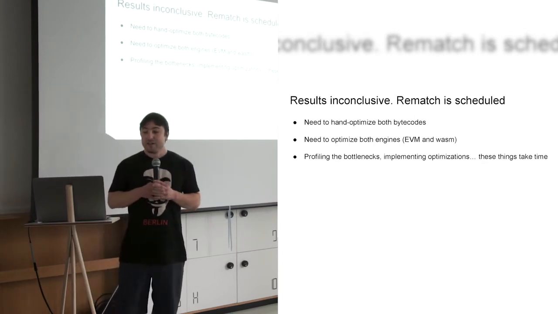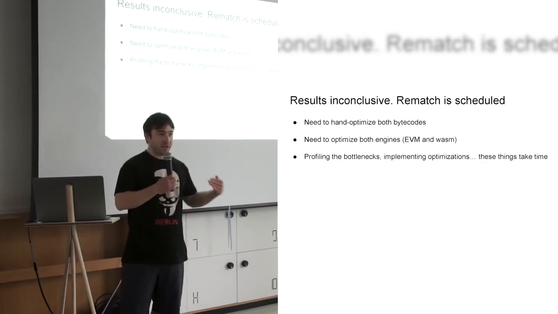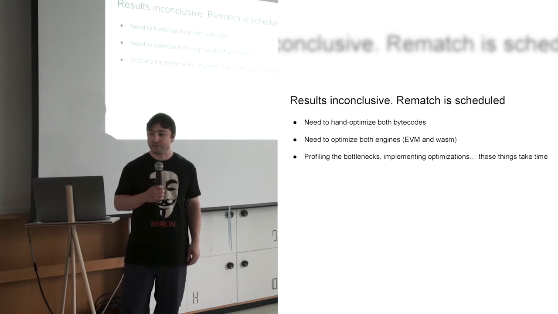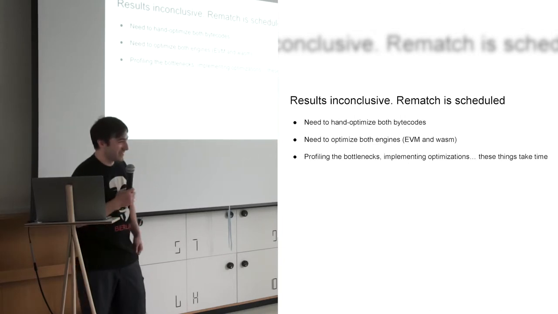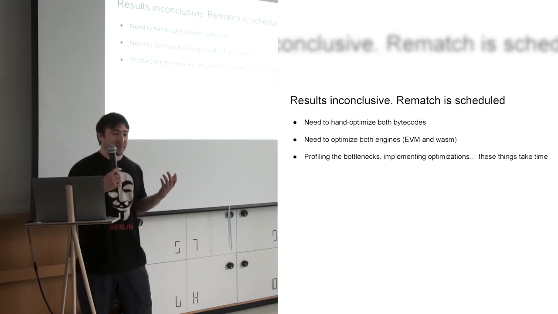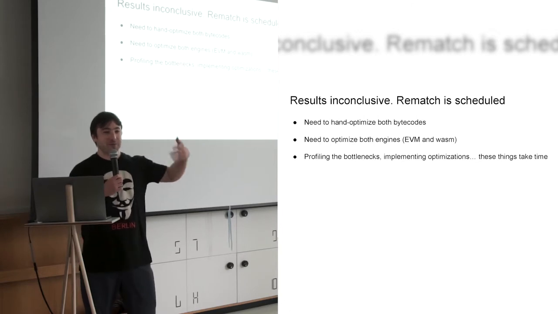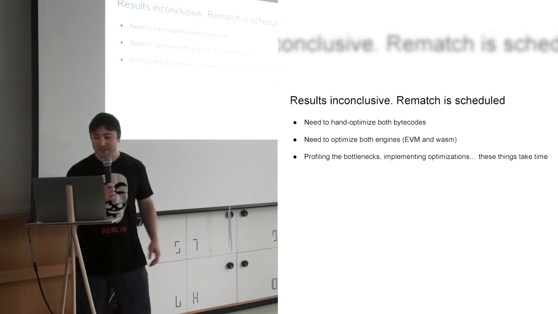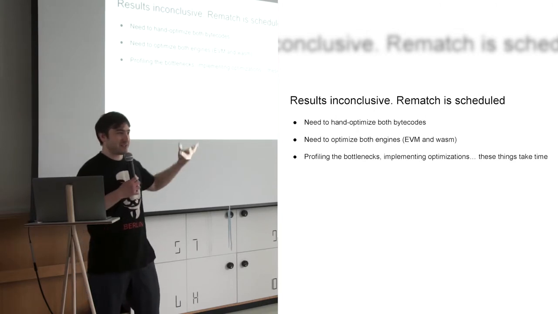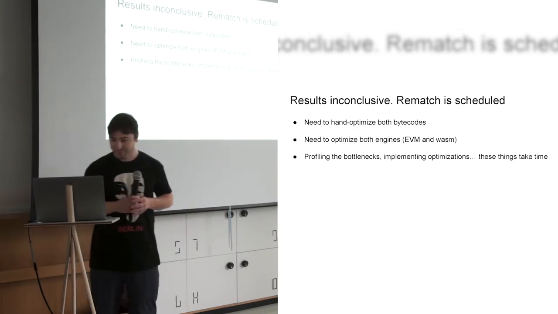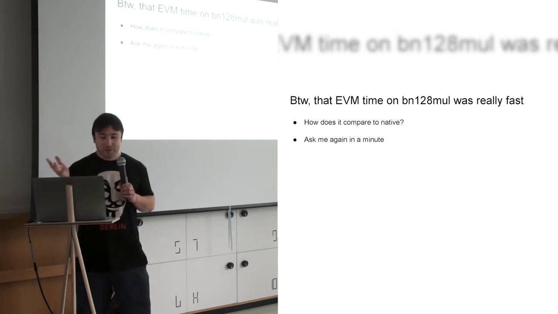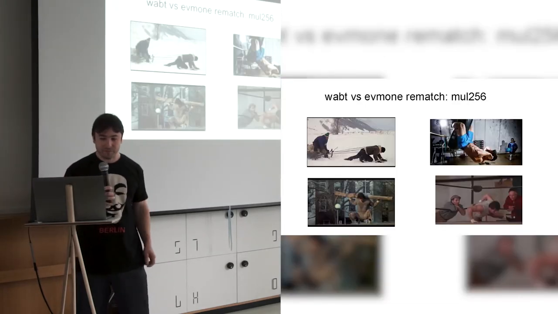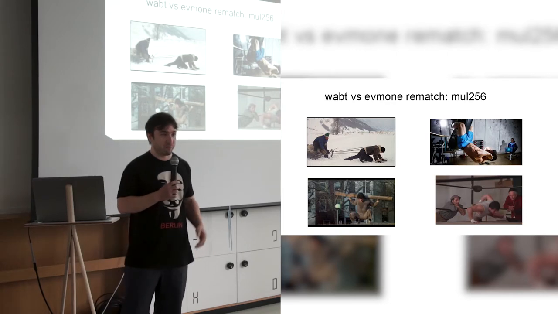We're trying to make these benchmarks more apples to apples, to make it a fair match. But that requires coming up with optimized Wasm bytecode to benchmark. It requires optimizing the engines for these workloads. These things take time. The BN128 mul was really, really fast. Ask me about it later. But first, let's start with a rematch with MUL256.